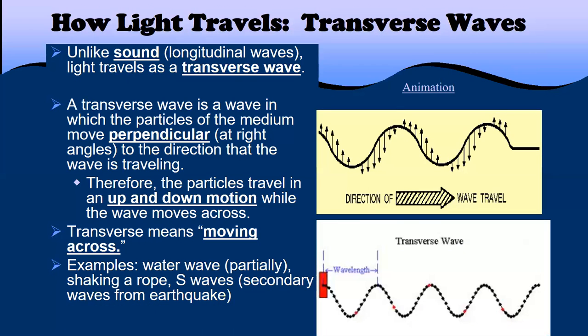All right, transverse waves. Now, unlike sound, which we established as longitudinal waves, light travels as a transverse wave. Okay, now a transverse wave is a wave in which the particles of a medium, the medium is the matter, move at a perpendicular, okay, you might know what perpendicular means. It means at a right angle, a 90-degree angle, to the direction that the wave is traveling. Now that sounds highly scientific, but what it's saying is that the particles travel in an up and down motion while the waves move across it.